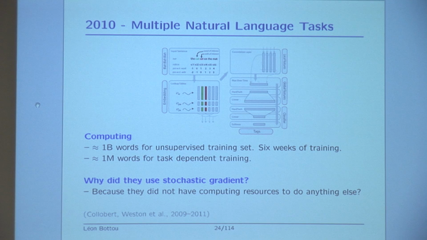And the reason was that we just forgot one. So there was a cluster running something, and we just forgot the process, and it ran for 6 weeks. And at the end, it was quite good. And then we have 1 million words for task-dependent training, but that's the easy part. And that was stochastic gradient again, because we couldn't do anything else.